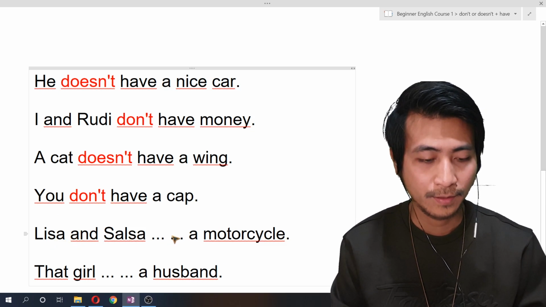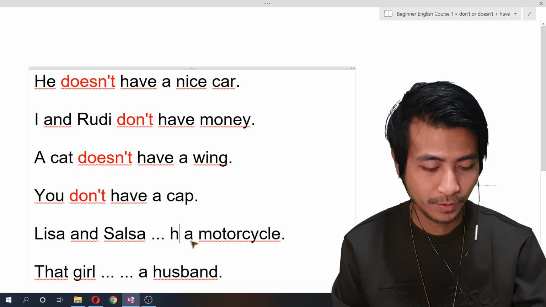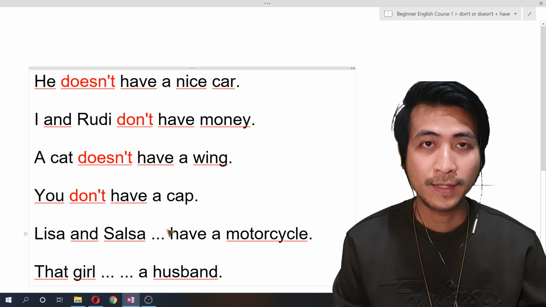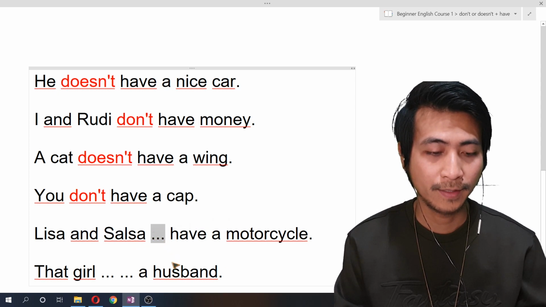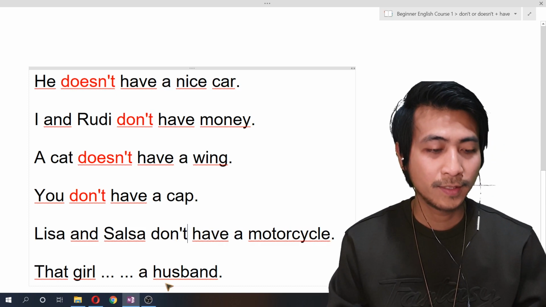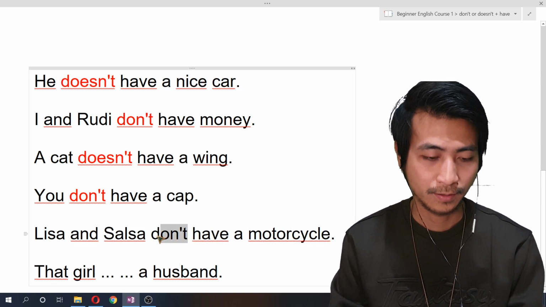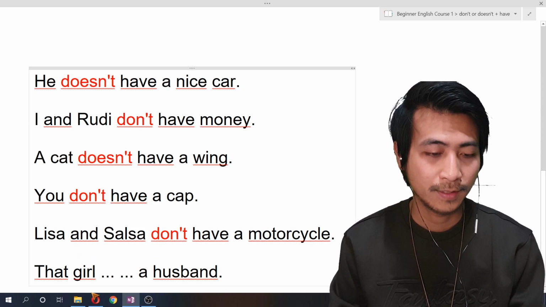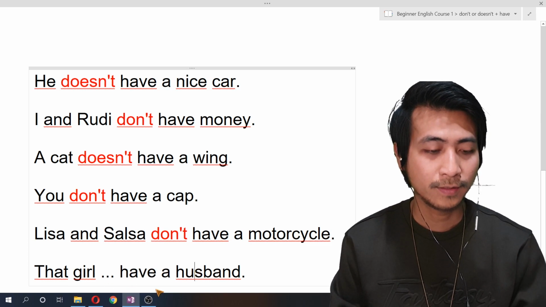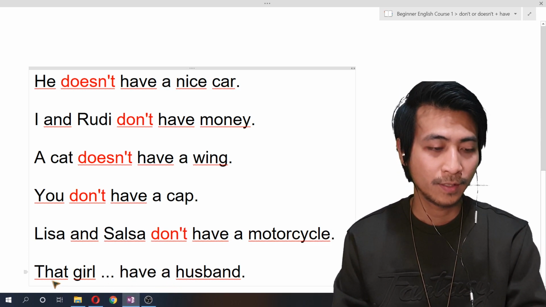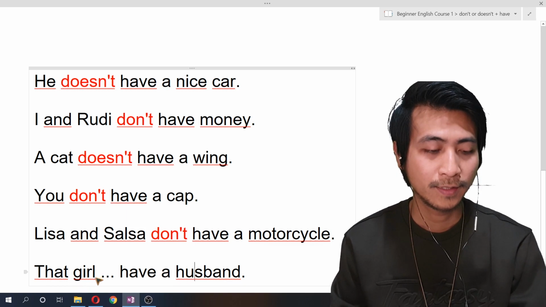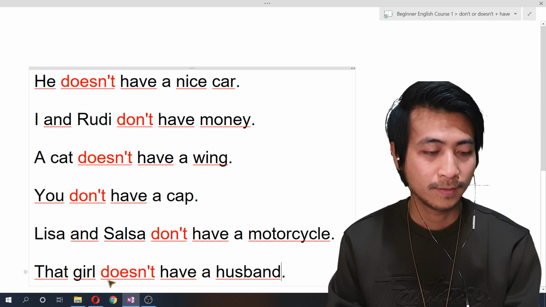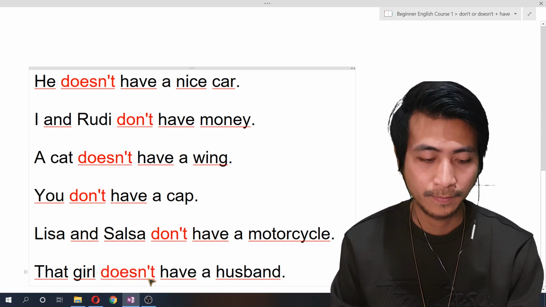Lisa and Salsa blank have a motorcycle. Lisa and Salsa are the same as they. For the subject they, we use don't. Lisa and Salsa don't have a motorcycle. Okay, the last one, that girl blank have a husband. That girl, if you see, is the same as she. She doesn't have. That girl doesn't have a husband.